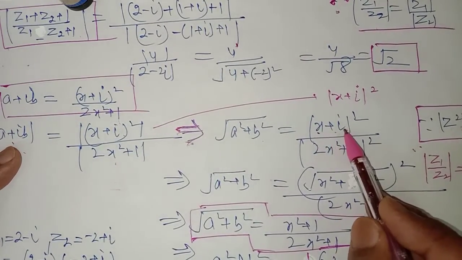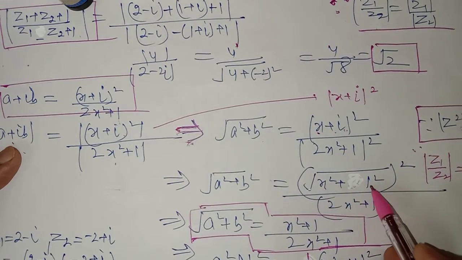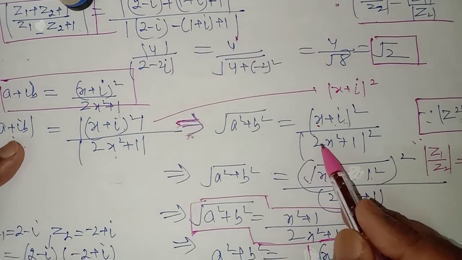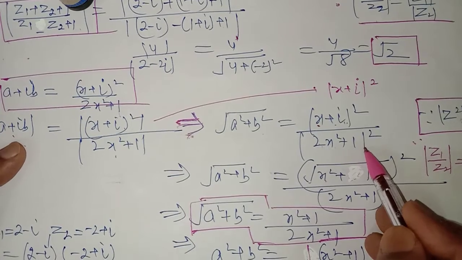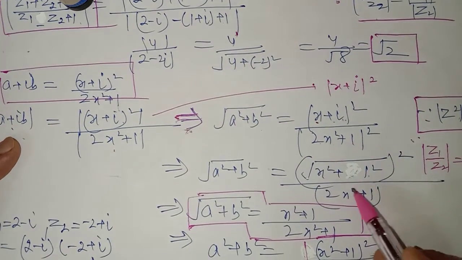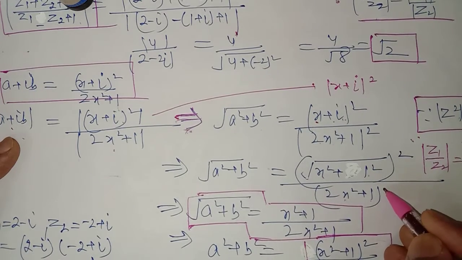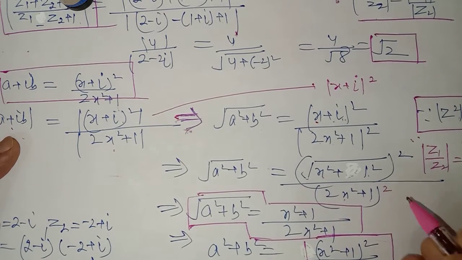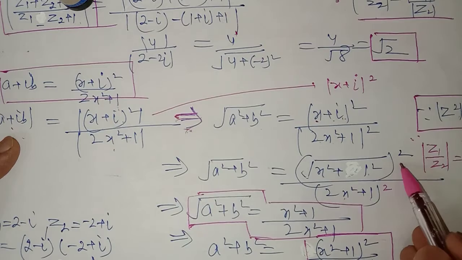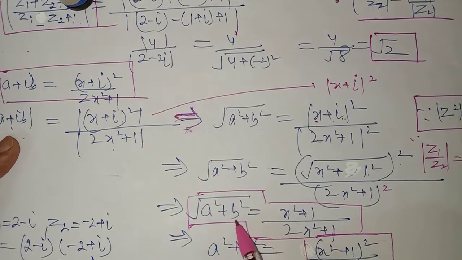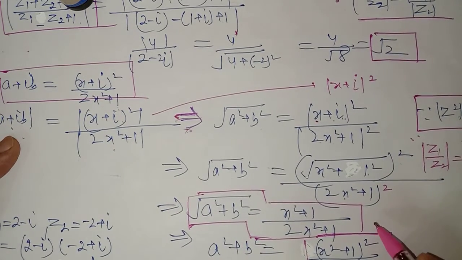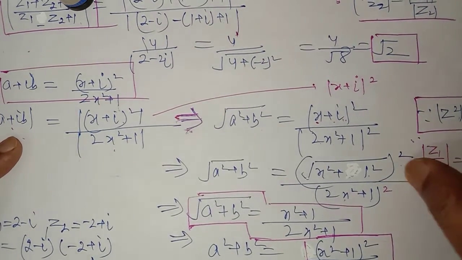The modulus of x plus i will be equal to under root x square plus 1 square, and the modulus of 2x square plus 1, because it is a total real part, will be 2x square plus 1 whole square. So under root a square plus b square is equal to this. You have to prove this as it is. So this is the solution of question number 11.